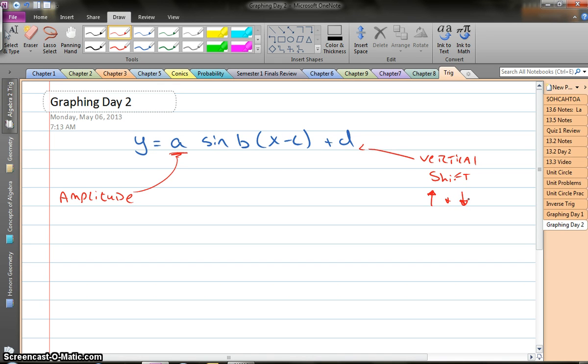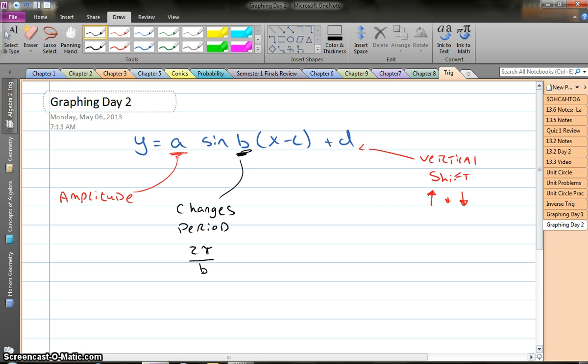Now today we're going to focus on the next two pieces. We're going to focus on b, and b can really mess our graphs up good. This b alters or changes our period, so it pretty much changes the scale of our graph, some like to say. How we find that is we take 2 pi and divide it by b, and that gives us our new period.